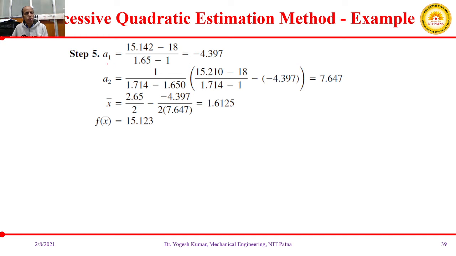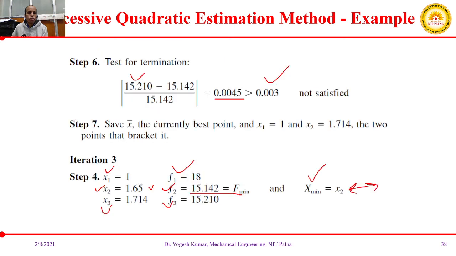So we will again calculate the value of a1, we will again calculate the value of a2, we will again calculate the value of x bar. Okay, so now the value of x bar is 1.6125. And the value of f(x bar), the value of the function corresponding to x bar, is equal to 15.123. Okay, so we have now two values.